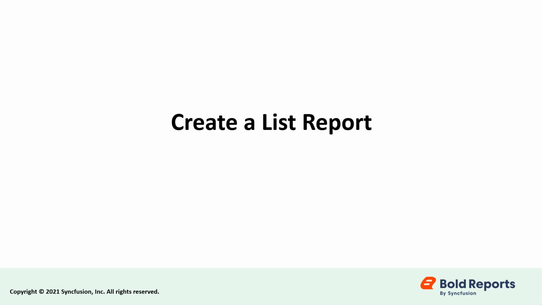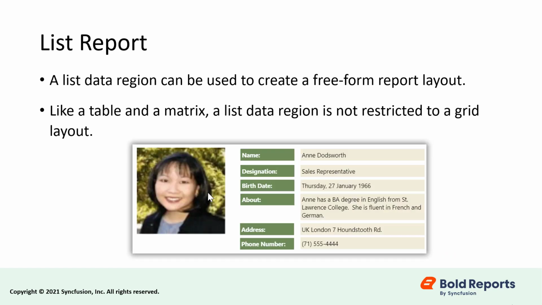Before getting into the video, let's talk a bit about list reports. A list data region can be used to create a free-form report layout. Like a table and a matrix, a list data region is not restricted to a grid layout. It acts as a container for the placement of multiple report items side by side so that you can easily design business reports such as invoices, mail merges, and forms.